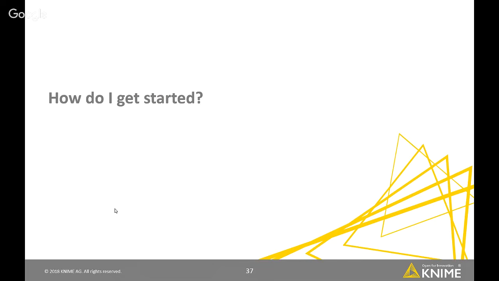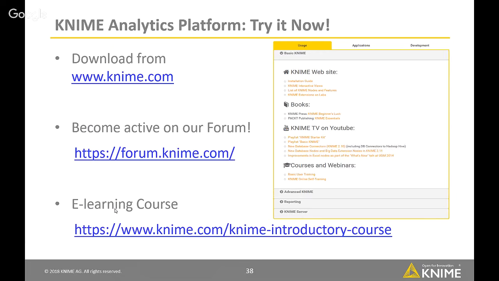So how do I get started? What I tell my customers, I send them links to get them started. And the first thing I suggest is download KNIME. It's on our website. It's really easy to download and install. We have different installers for different operating systems.